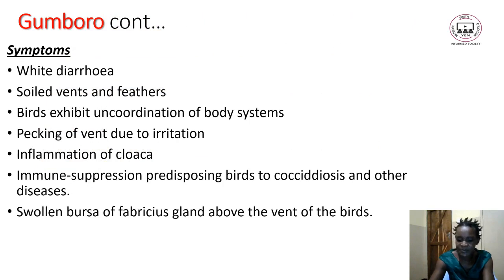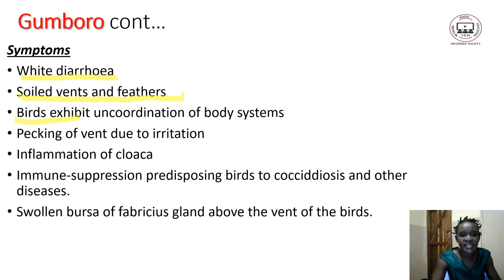What are the symptoms? How can we know that the bird has been attacked by gumboro? Some of the symptoms are as follows: white diarrhea, the feces with some white color. Apart from that, soiled vents and feathers. You find that there is soil on the vents as well as the feathers. Of course, it's due to diarrhea, and once they fall down, the soil will be all over the vents as well as the feathers.